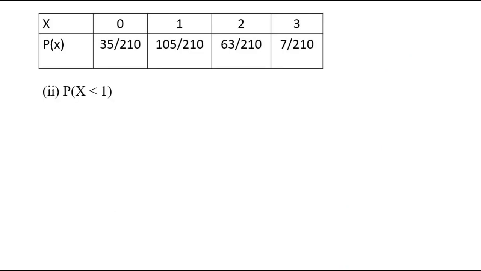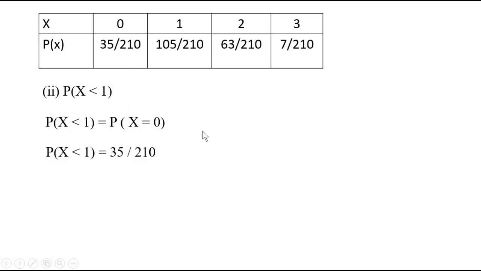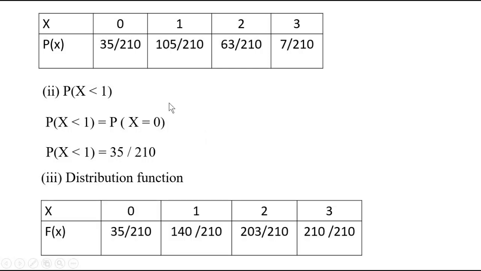Now let us first find out probability of X less than 1. That means add all the probabilities up to 1. You can see from the table that the random variable value less than 1 is nothing but 0. So the probability of X equal to 0 is 35 by 210. Now let us find out the distribution function. Since we have a common denominator, it is easy for me to find the distribution function. The first value will be the same, 35 by 210.